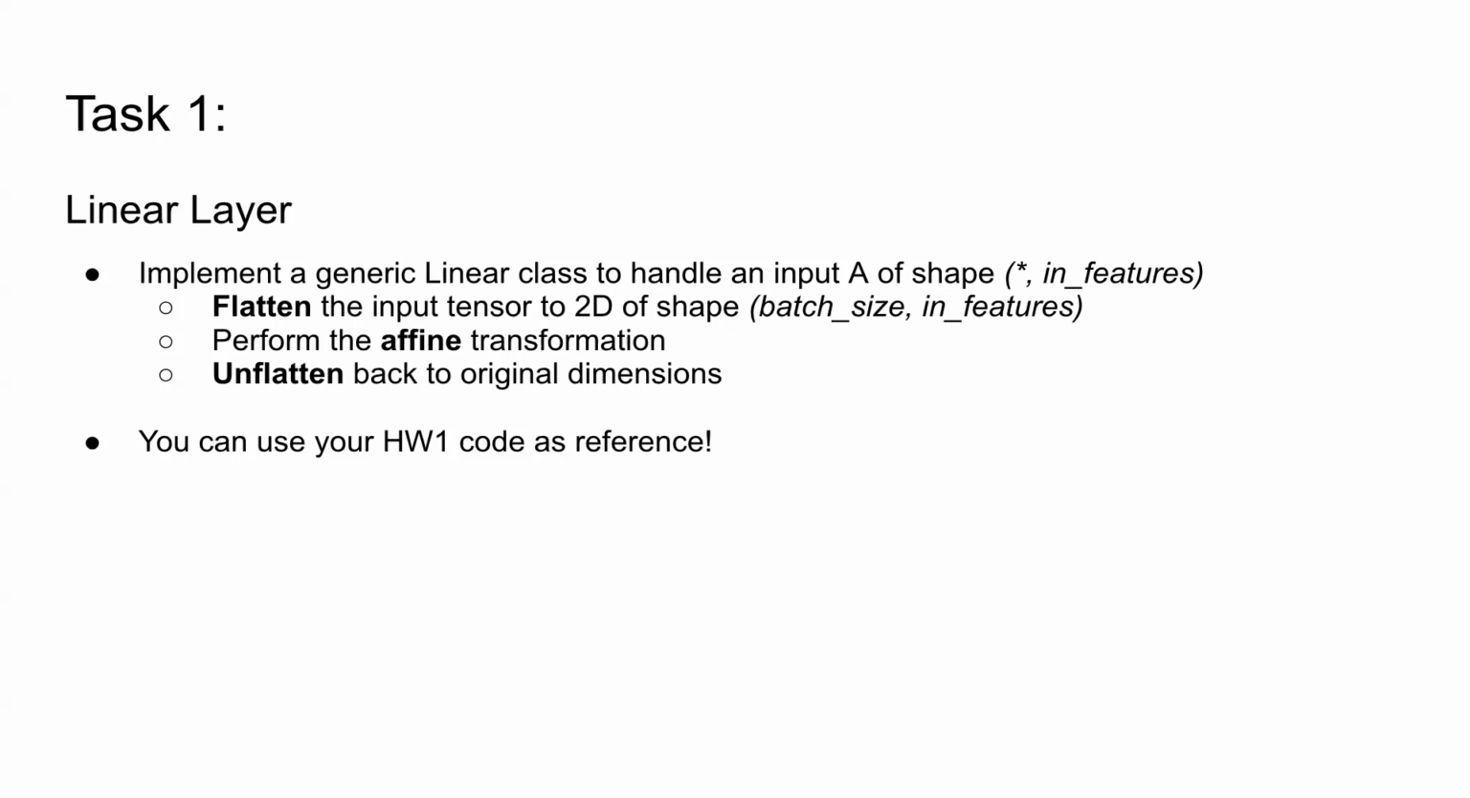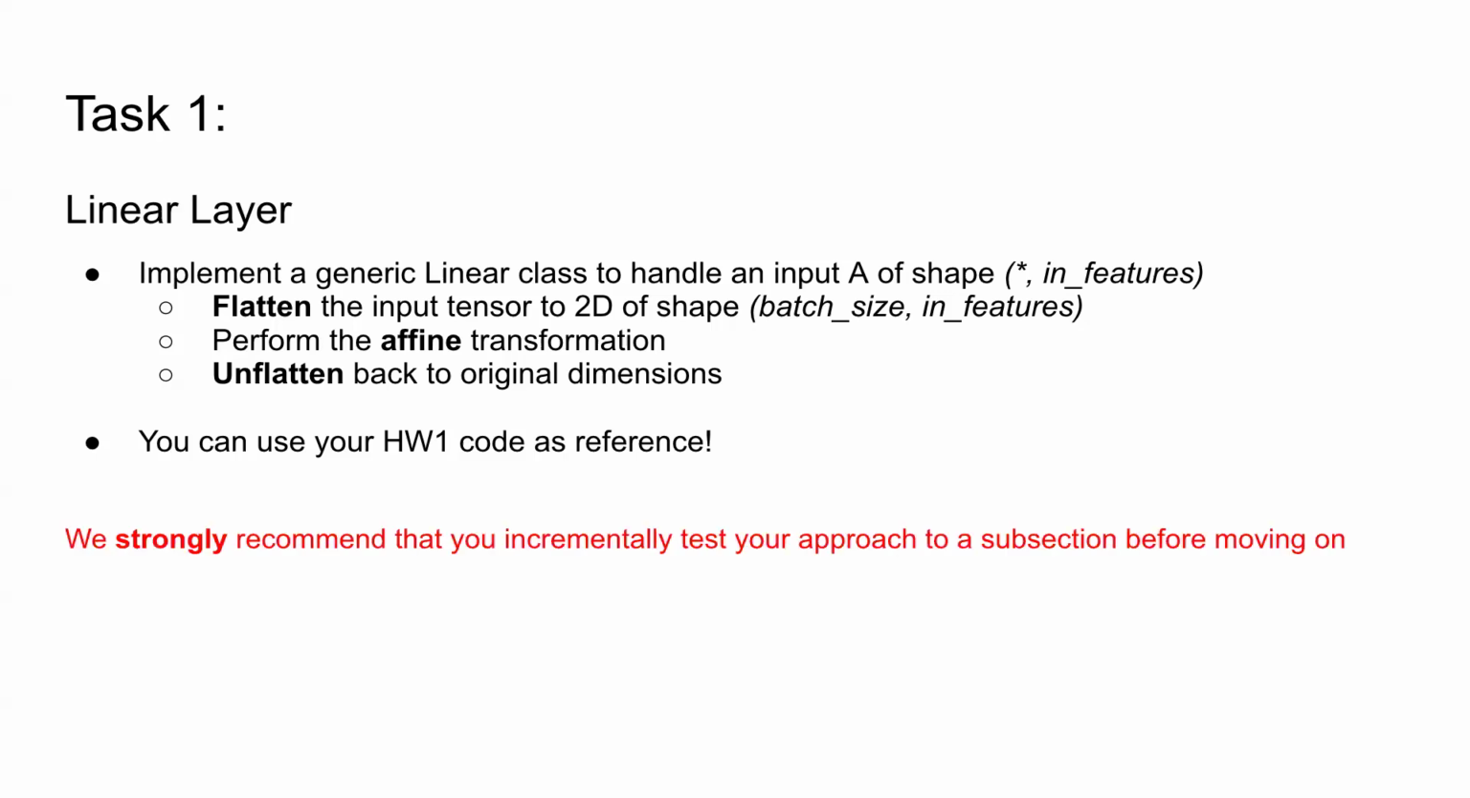For this, you can use homework one code as reference, and you can build on top of that. And I would suggest building incrementally because there might be a lot of dimensional errors in this. So try building something. For example, first you can try building the forward function of the linear layer and then try testing it. If it's not working, first debug that forward function and then go to the backward function. Don't try to complete everything and then test it.